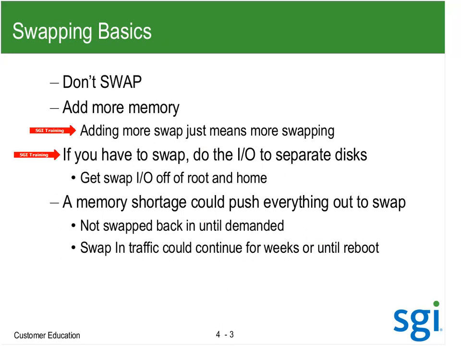And if you have to swap, try to get it off a root, but don't put it on home or something like that. Now again, a memory shortage could push everything out to swap, and these are not swapped back in until demanded. Yesterday I had a case where I had stuff out on swap, but there was no swap I/O, so I did a swap off and a swap on, and that pulled everything from swap into memory. So there are cases where I can see swap in traffic, what I call trickle swap.